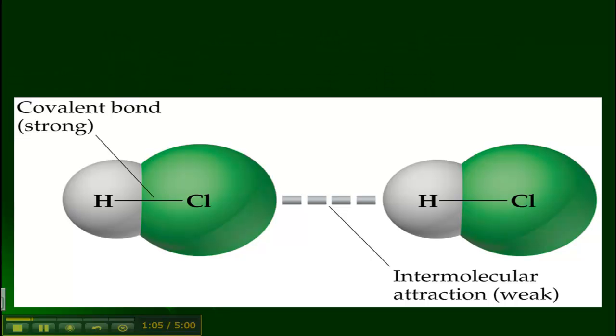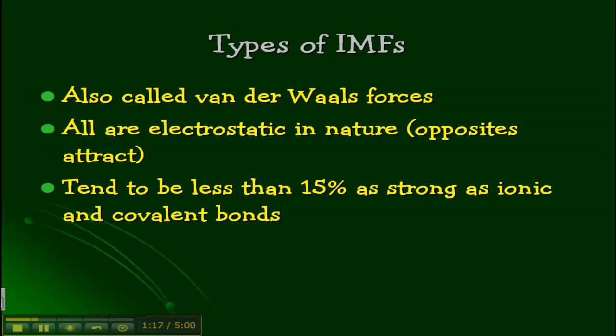So here's another picture. You can see that a covalent bond is the bond between the hydrogen and the chlorine, and intermolecular attraction is the attraction between two HCl molecules. They're also called van der Waals forces. They're all electrostatic. In other words, they are attracted to the positive and negative ends, the opposites attract, and they tend to be less than 15% as strong as your ionic and your covalent bonds. Ionics are going to be the strongest bonds, followed by covalents and then your intermolecular forces.